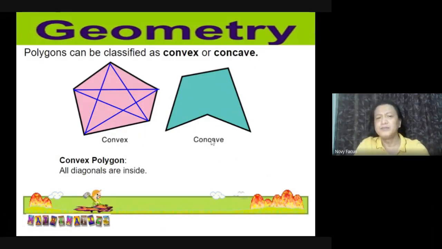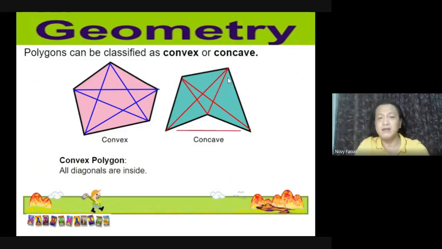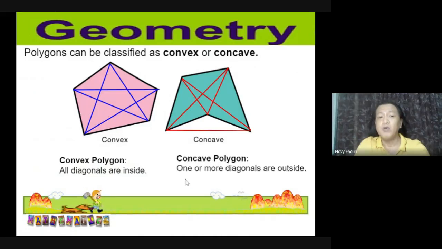Dito naman, kapag nag-draw naman tayo ng kanyang diagonals, we also have this and this. So, ano ngayon ang kaibahan ng concave sa convex? So, therefore, we can say that one or more diagonals are outside. Ibig sabihin niyan, kapag sinabing concave, meron dyan isa or mahigit pang diagonals na makikita sa labas.